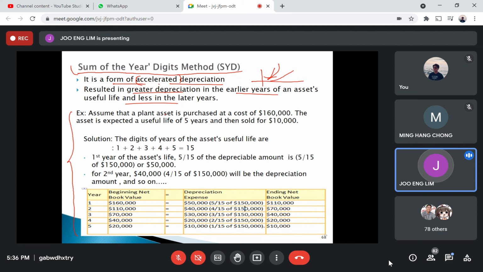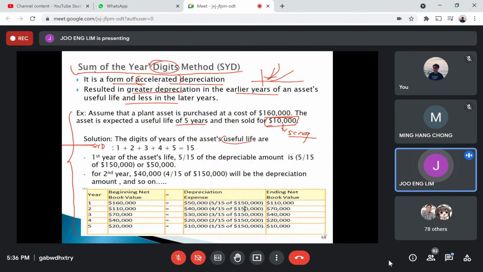Assume that a plant asset is purchased for a cost of 160K. The asset has a useful life of 5 years and is then sold for 10K. So this is your scrap. Read the question. Basically, this will give you the scrap. So sum of the year requires you to calculate your SYD first. It's a digit, so we call it a digit, right? A digit comes from where? Sum of the years. So what is your years?